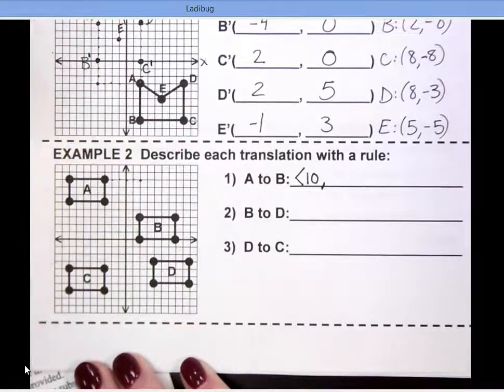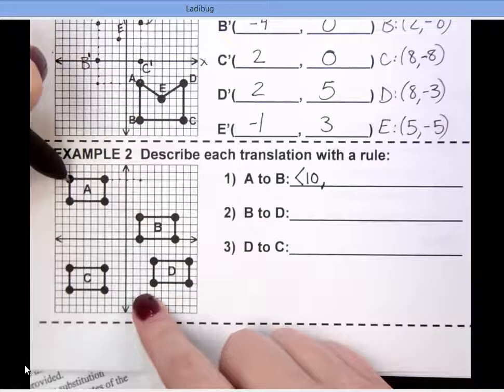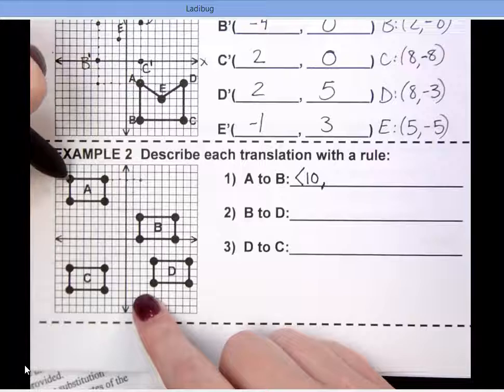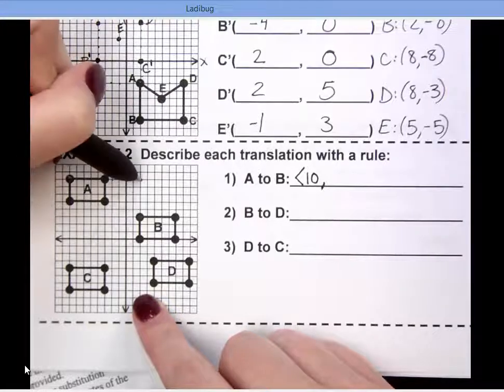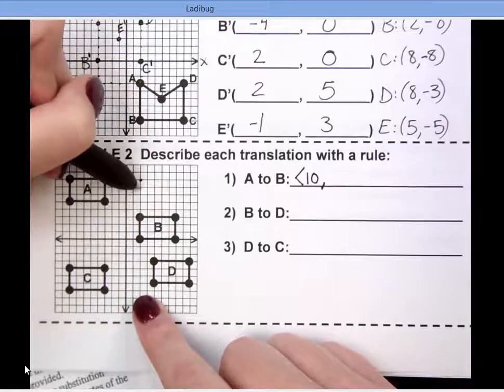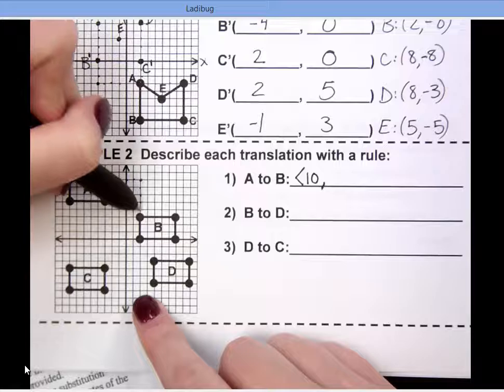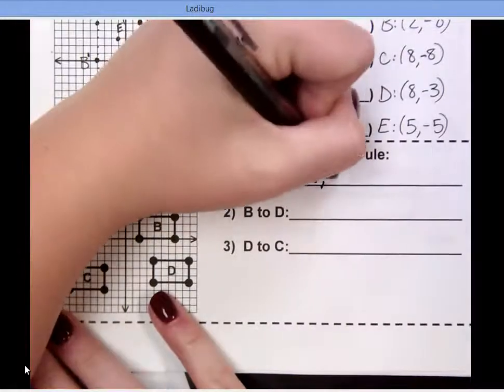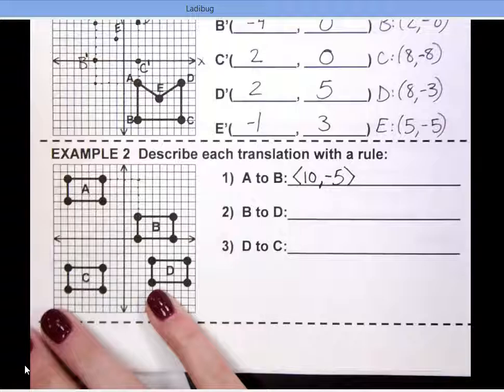So I am going to count. I've counted over to the right, and now I get even with this point. So I counted from the left point, top left-hand corner on A, to the top left-hand corner on B, the change in the x value, and now I'm counting down for the change in the y value. So it goes 1, 2, 3, 4, 5. So we subtract 5 from the y value.